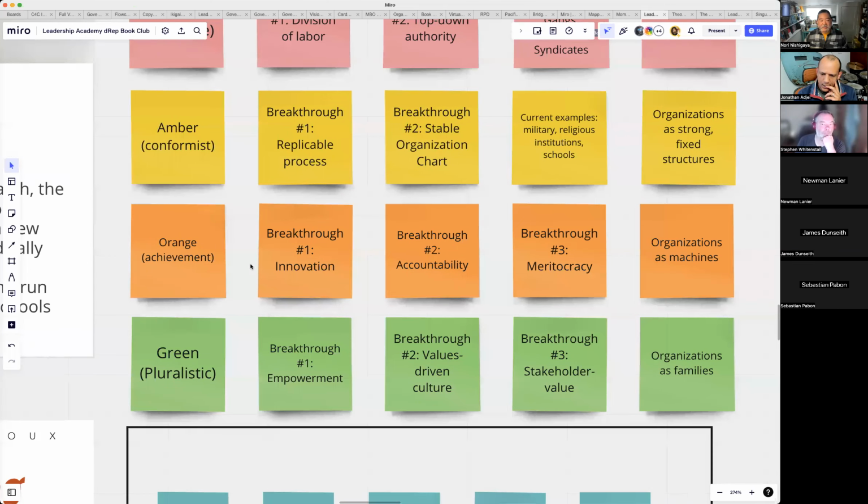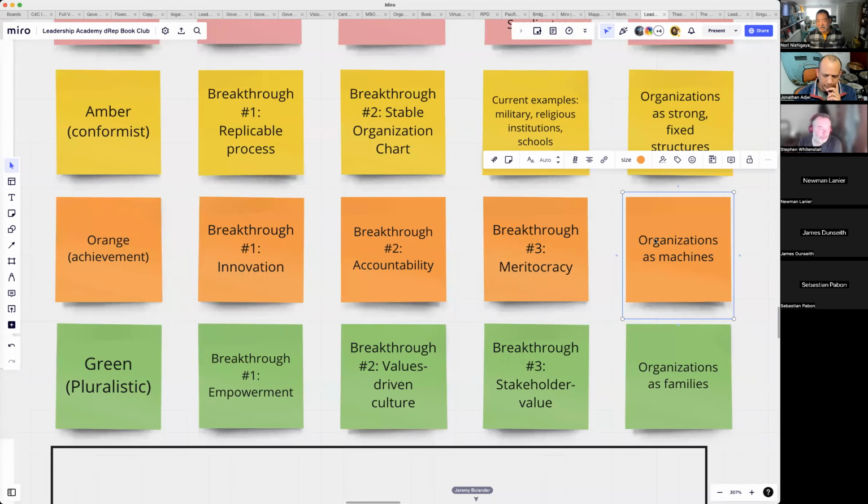The next level after that is the orange achievement level. And it came with three breakthroughs. Breakthrough number one was innovation. Breakthrough number two is accountability. And breakthrough number three is meritocracy. Its primary mental model is organizations as machines. And this is really the capitalistic large corporate model that we see. Some really strong examples might be Microsoft, Amazon, Google in the tech sector. But really any large organization that operates on a meritocracy where anybody can join the company with the proper skills and work their way up through the hierarchy. And it's really individual merit-based.